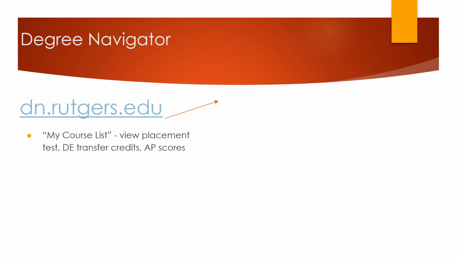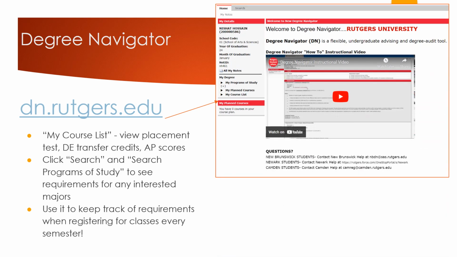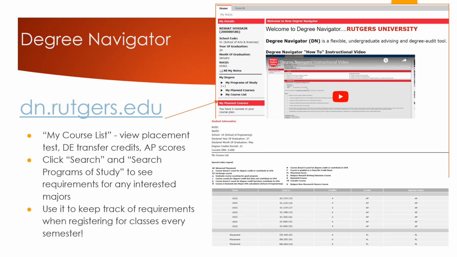So here we'll show you the website. And what you would be doing is, I'm going to click on these. If you go to dn.rutgers.edu, you can look at My Course List. And My Course List will let you see placement tests, DE transfer credits, and AP scores. And this is what that would look like.